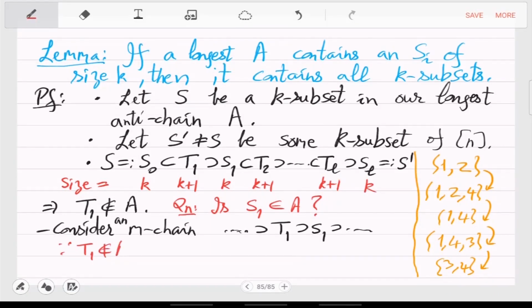Since T1 is not in the anti-chain, hence S1 is. Why is that? Well, this is easy to see because whatever the M chain is, there are only two elements in this chain which have the correct size, k or k plus 1. So T1 has size k plus 1, that is ruled out. So the other one which has size k, S1, is forced to be in the anti-chain. Okay, so S1 is in A then. Is that clear?